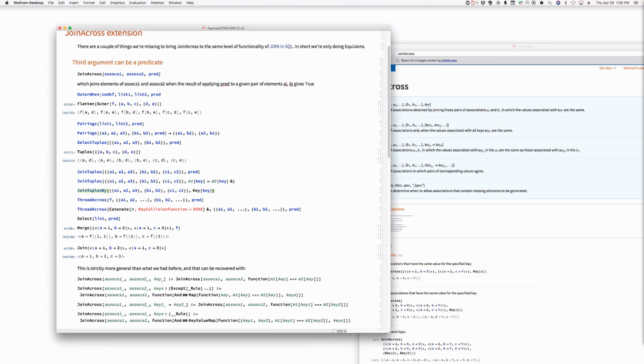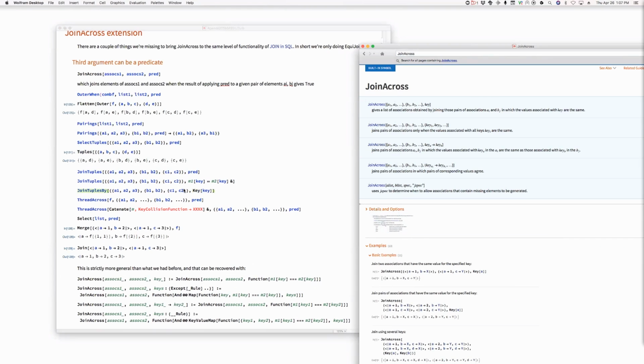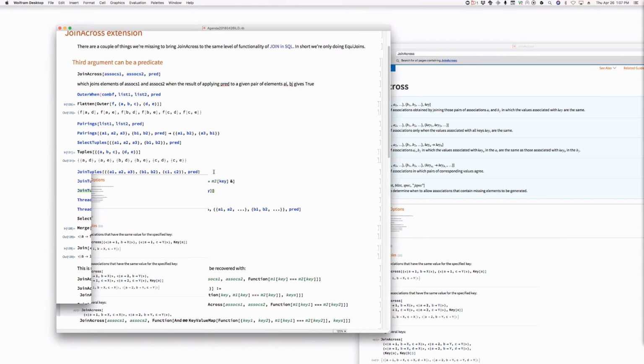Okay. You know what? The only difference is we're having n elements in the list rather than just two. Right? And clearly you can do that by just going through in pairs. But that's not the main point here. The main point is you've asked for a generalization of join across that is essentially this, right? Well, we didn't ask for several.